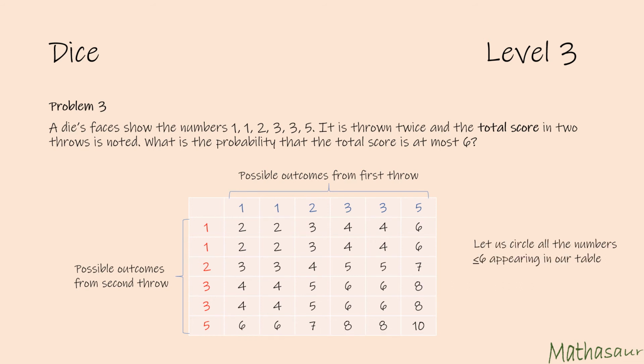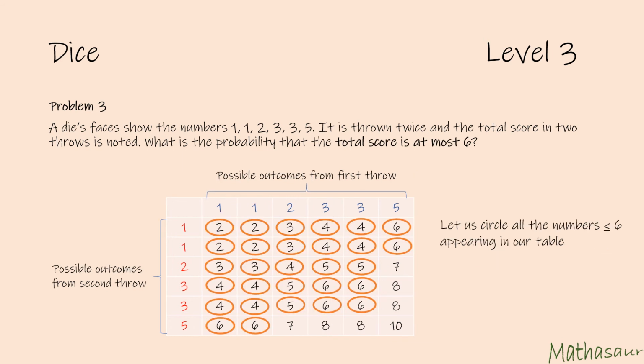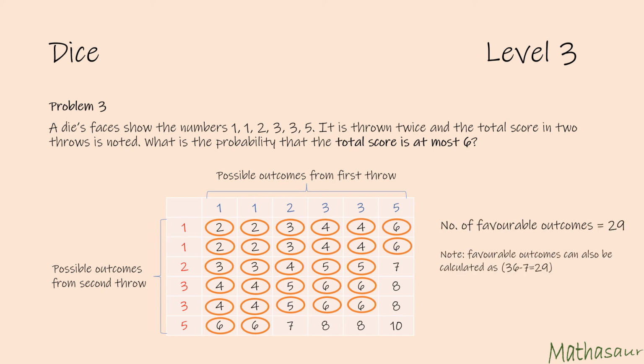Now let us circle all the numbers which are less than or equal to 6. Wow, there are a lot of numbers. Can you count these? My number of favorable outcomes are 29. It is cumbersome to count all the circles. The other way to count favorable outcomes is to count the non-circle items and subtract that from 36. We would still get the answer as 29.